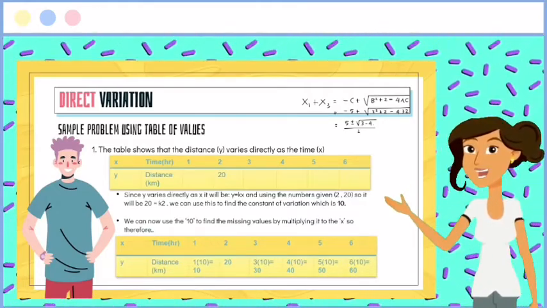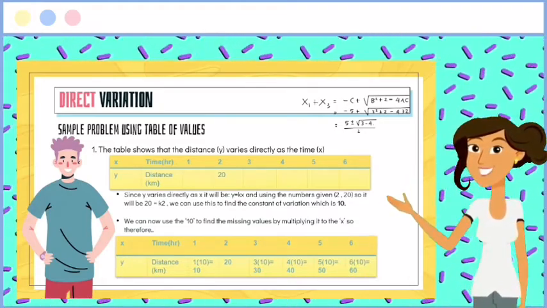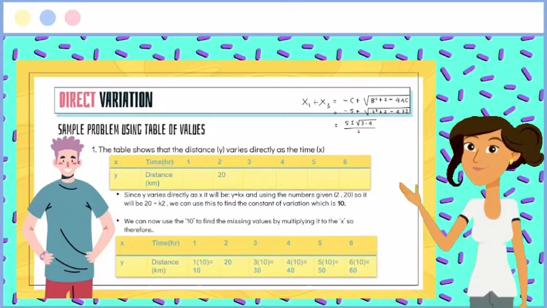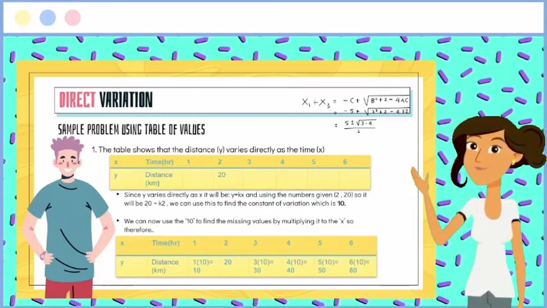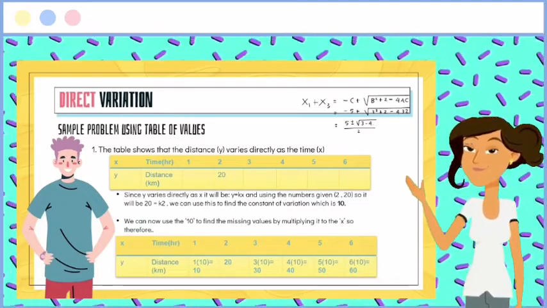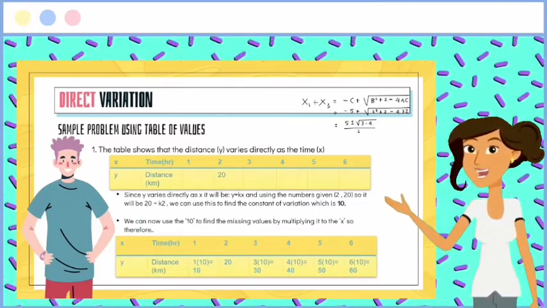So since it is stated that y varies directly as x, we have to illustrate our equation. So it will be y is equals to kx, and using the numbers 2 and 20, the equation will be 20 is equals to k2. And we divide both sides by 2, so therefore our constant of variation is 10.